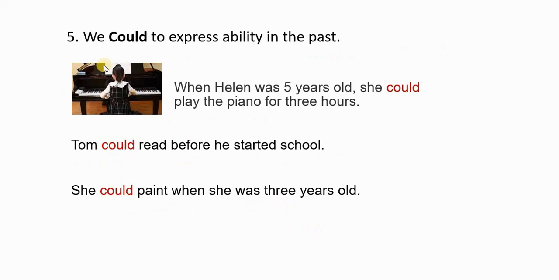And number 5, to express ability. To express ability, we use could to express ability in the past. Example: when Helen was 5 years old, she could play the piano for 3 hours. Tom could read before he started school. She could paint when she was 3 years old.